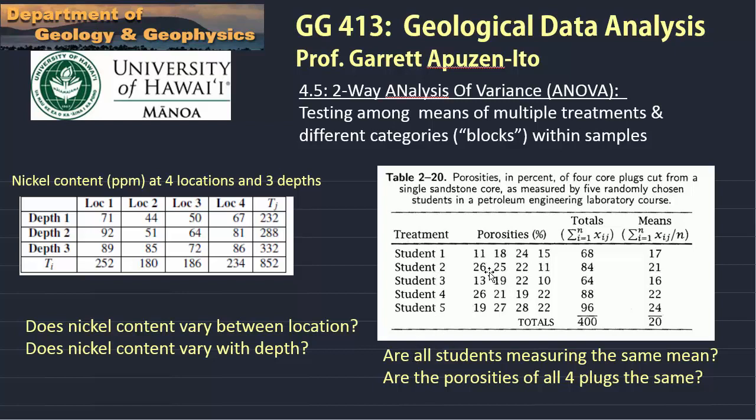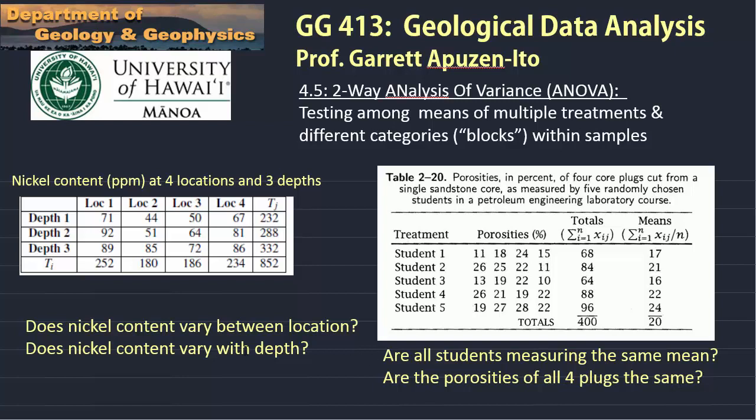Another source of variance could be due to true differences in porosities between the 4 plugs, so across the 4 different plugs that each student measured. So a two-way ANOVA could be used to determine whether all students are measuring the same mean porosity, as well as whether the porosities differ or are all the same between the 4 plugs.